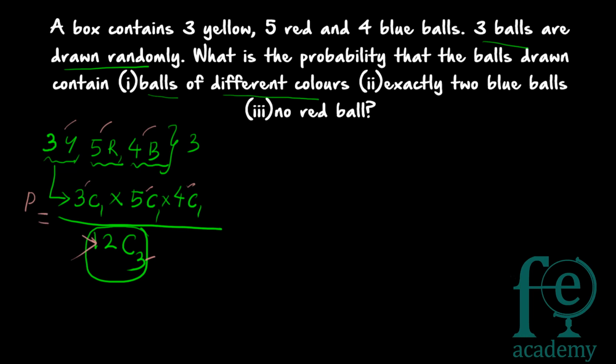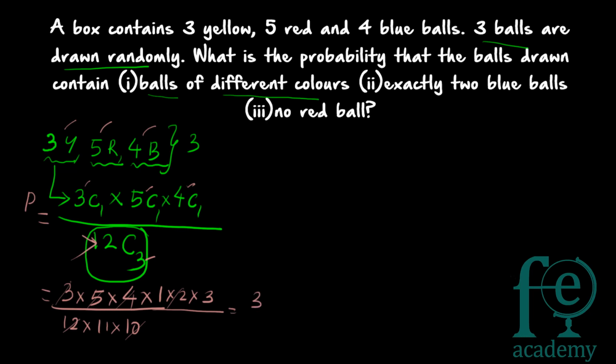Now you have to solve this. So 3C1 is equal to 3, 5C1 is equal to 5 and 4C1 is equal to 4. 12C3 is equal to 12 into 11 into 10 and in the numerator you can write 1 into 2 into 3. So this will be your final formula. So what you will be getting? So 4 into 3 is 12, 5 into 2 is 10 and then you will be getting 3 by 11. So your probability for selecting balls of different colors will be 3 by 11.